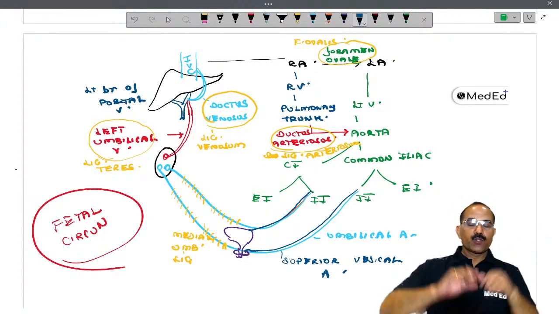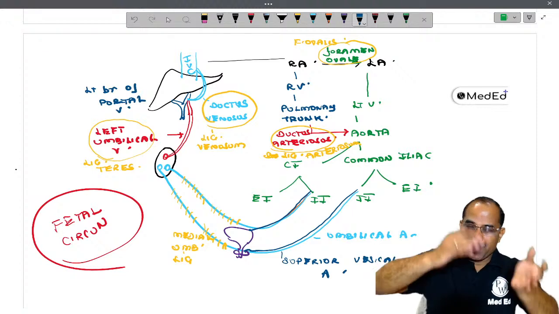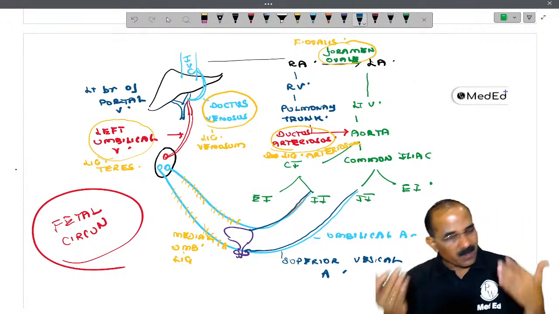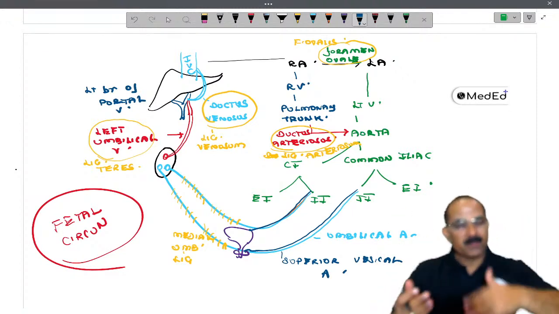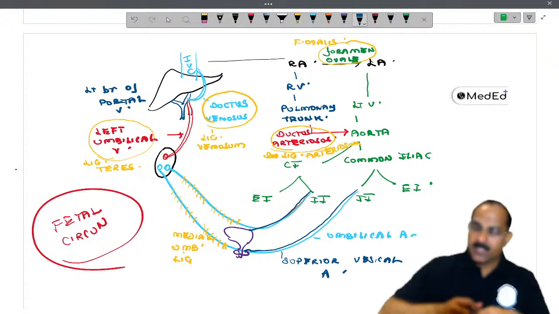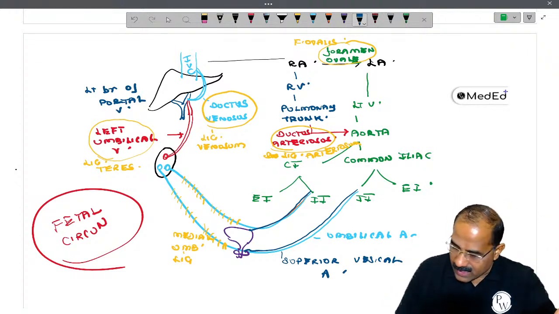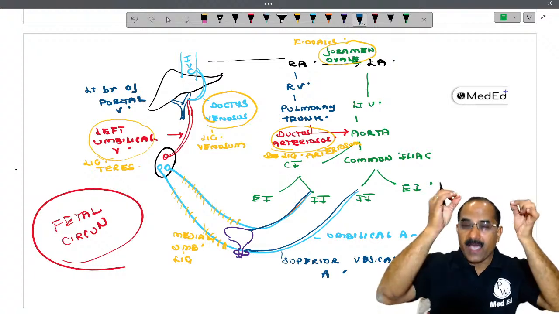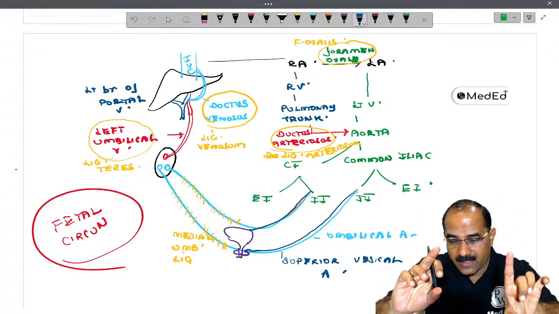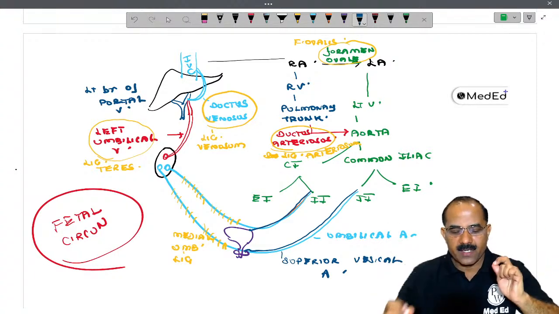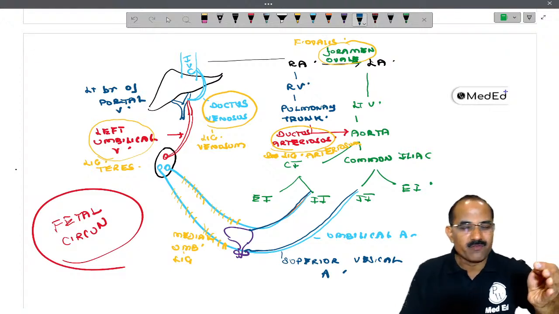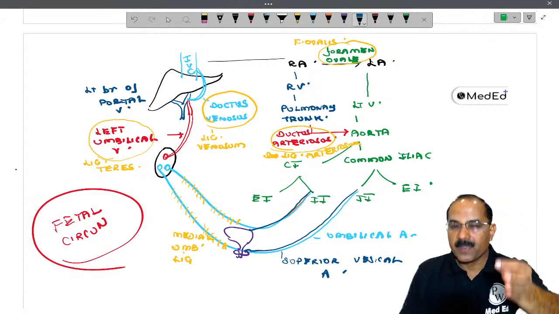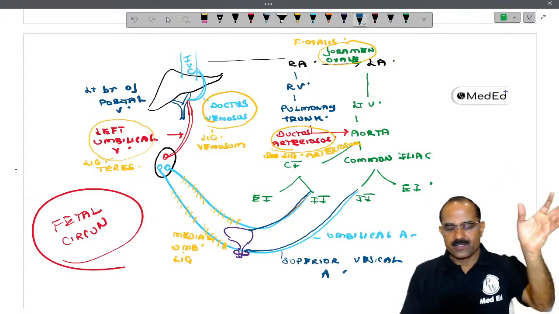ठीक है? So obliterated left umbilical vein, ligamentum teres. Ductus venosus becomes ligamentum venosum. Foramen ovale का बन गया fossa ovalis. Ligamentum arteriosum is a remnant of ductus arteriosus. Obliterated umbilical artery is the medial umbilical ligament, and the non-obliterated part of umbilical artery becomes the superior vesical artery. Perfect. This should be perfect.